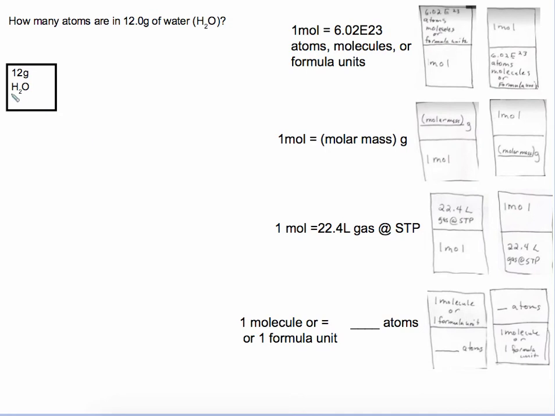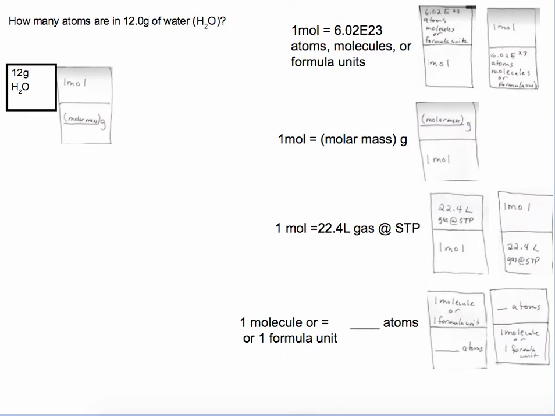So how many atoms are in 12 grams of water? So first step, write down what the problem gives you. All right, then we're going to look, and we're going to say, okay, we've got grams here. We need grams on the bottom, so we're going to use this conversion factor, but we want the grams on the bottom, so we're going to set it up this way right here.